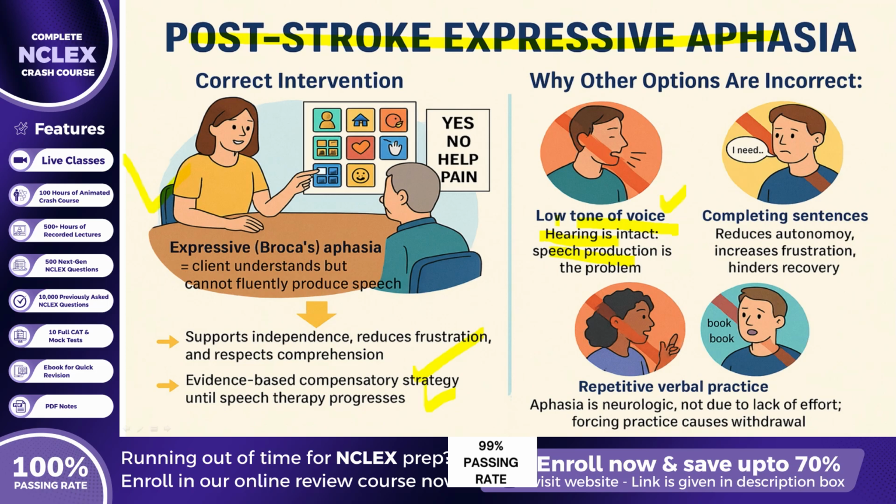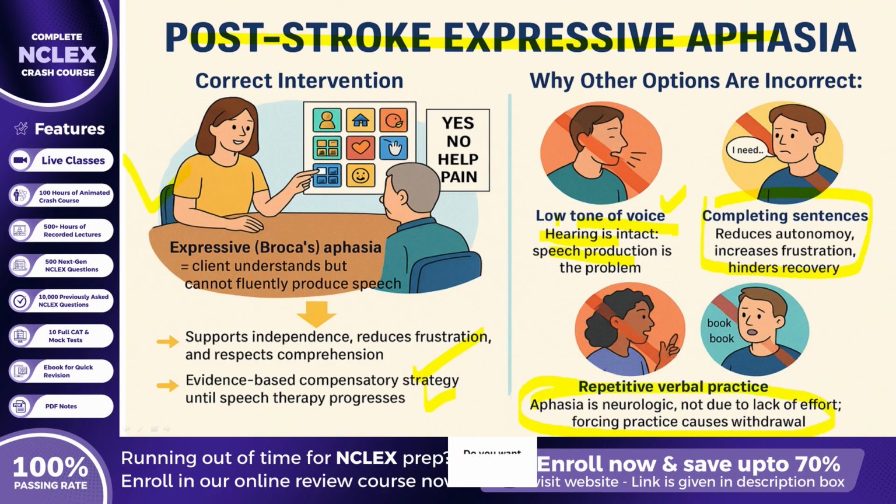Turning to Option 3, completing the client's sentences when they struggle, we find that this is not therapeutic. Although well-intended, finishing the client's thoughts deprives them of control, increases dependency, and may create further frustration. These clients need patience and time to communicate at their own pace, and interrupting them reduces opportunities for active participation in recovery.